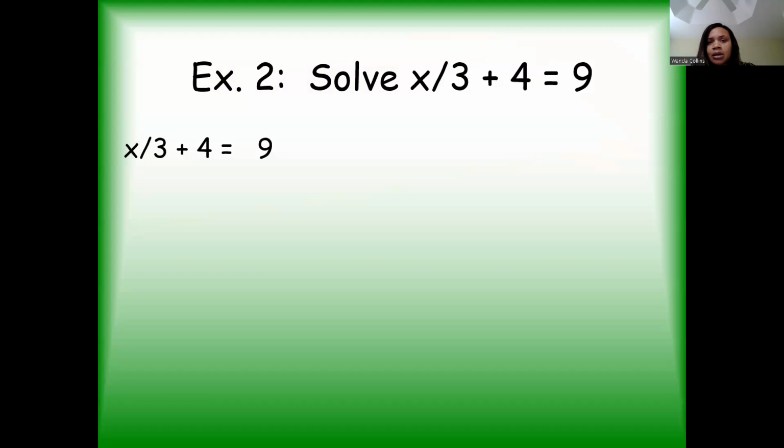Example number 2. We're solving x divided by 3 plus 4 equals 9. So again, I'm going to draw that line through the equal sign. And then in order to find x, we're going to isolate the variable by subtracting 4 from both sides of the equation. And that keeps that equation balanced. Whatever you do to the left side, you have to do to the right side.